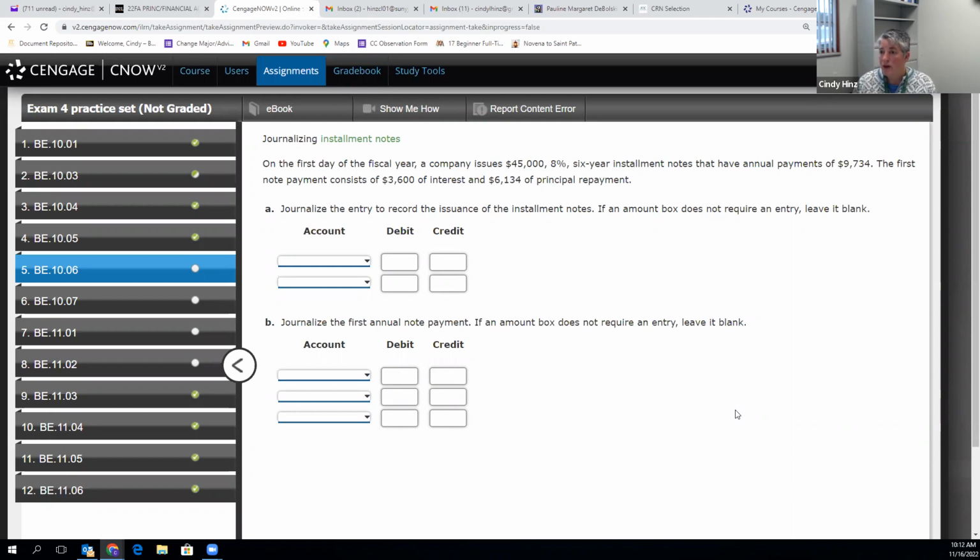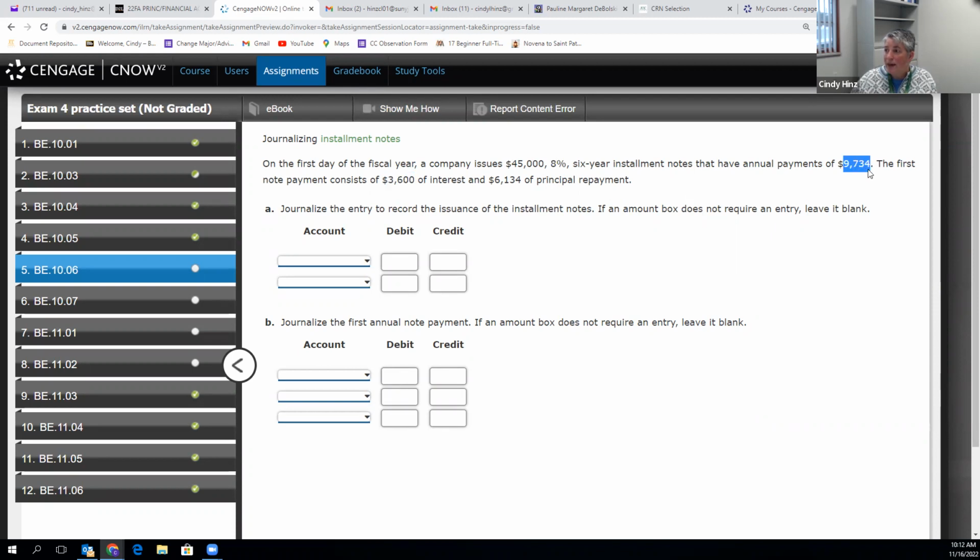On the first day of the fiscal year, a company issues $45,000 8% 6-year installment notes that have annual payments of $97.34. The first note payment consists of $3,600 in interest and $6,134 of principal repayment. So where did that $3,600 of interest come from? We would have used the simple interest formula, I equals PRT, 45,000 times 8% times 1 year. That should be the $3,600 of interest that we owe at the end of that first year.